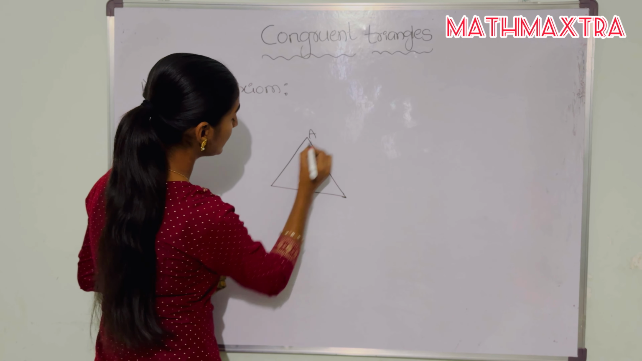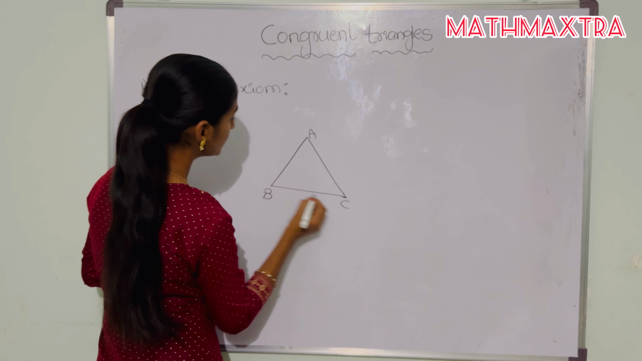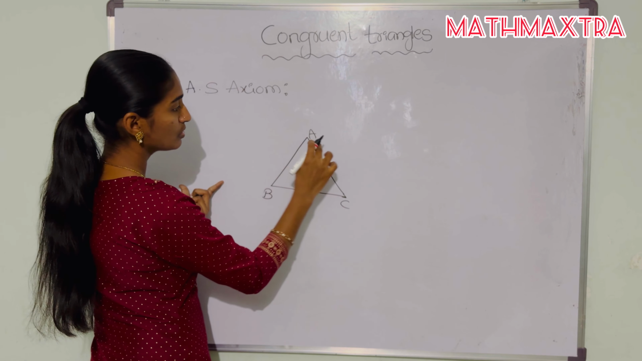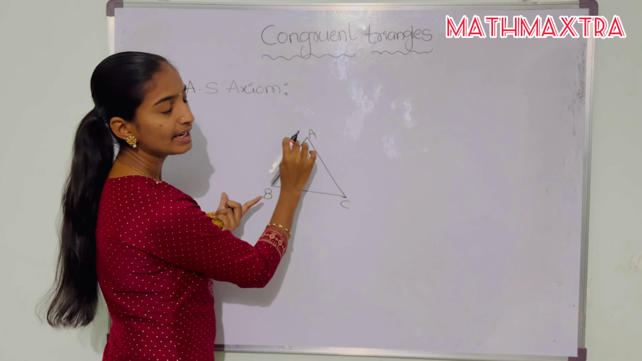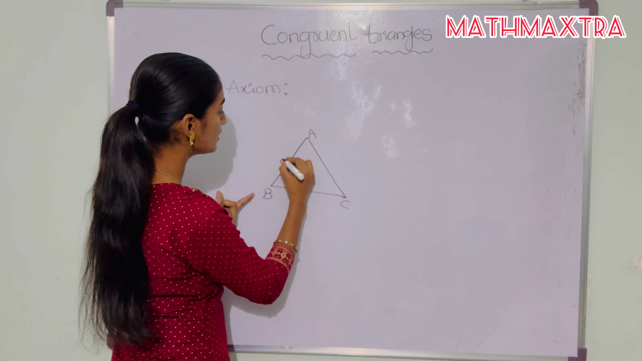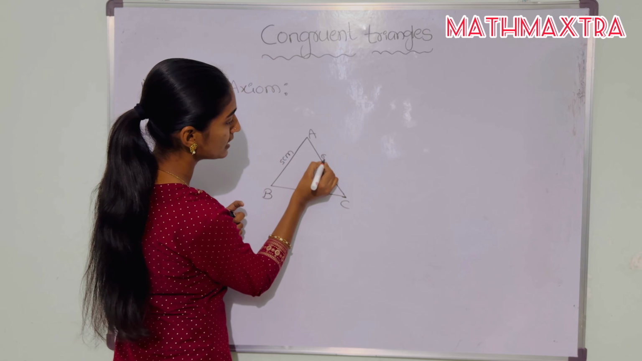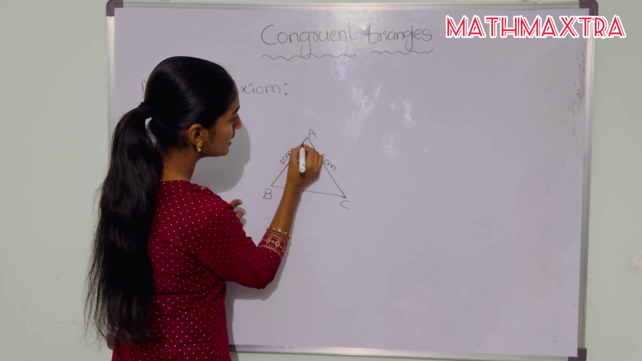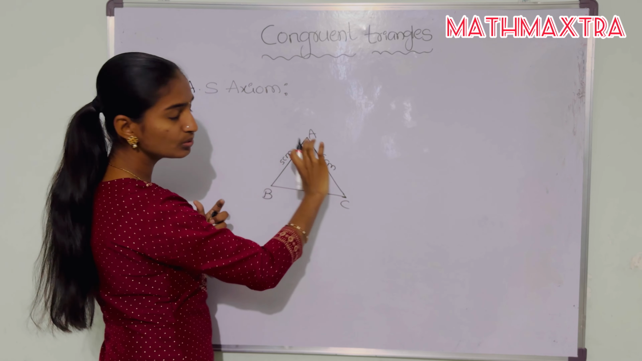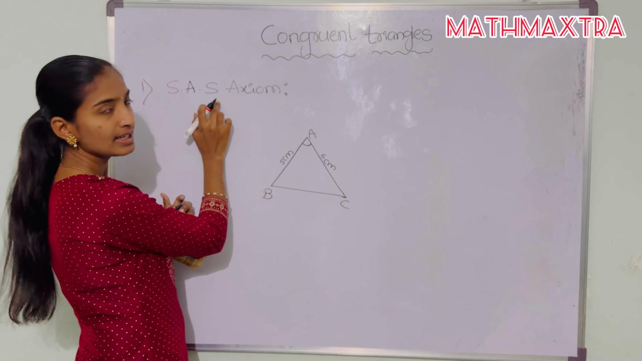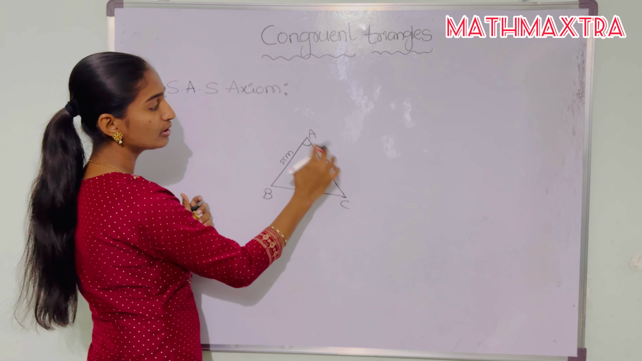This is triangle ABC. So in this, we consider two sides and the angle containing them. I am considering this side as 5 centimeters and this as 6 centimeters. This is the angle containing the two sides. So the two sides and the angle containing the two sides.